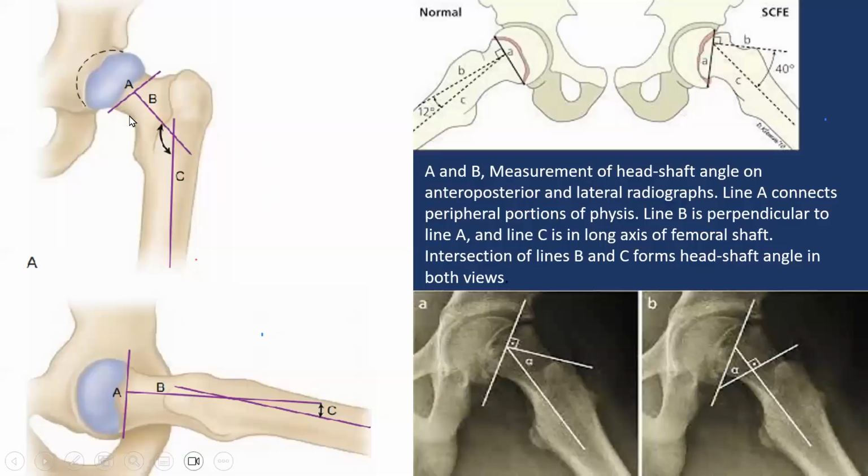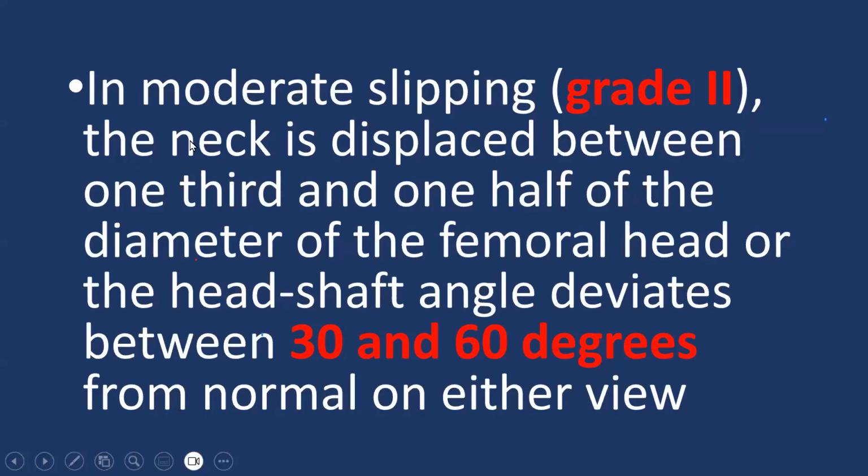This is how we measure the Southwick angle. We draw a line along the physis. Then we draw a perpendicular. And we draw a line along the longitudinal axis of the femur. And we measure the angle. Likewise, on lateral views, we do the same. So anything less than 30 degrees is stage 1, more than 30 to 60 is stage 2, and 60 and above is stage 3. This is the Southwick. Now let me speak about, first of all, I don't want to interfere with some of my lecture.